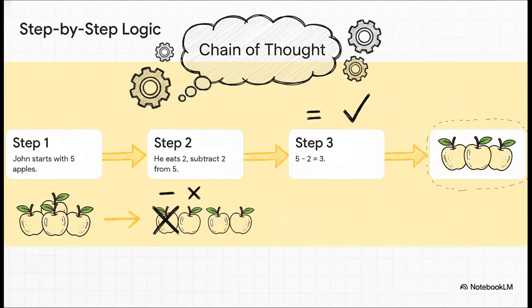Now let's apply that chain of thought strategy to a math problem. If we just ask for the final answer, the AI might actually glitch out. But by telling it to explicitly solve the problem step by step, it maps out the logic. John starts with 5 apples, he eats 2, so subtract 2 from 5. 5 minus 2 is 3. Answer: John has 3 apples left. Forcing the AI to vocalize those steps literally eliminates those careless logical errors.